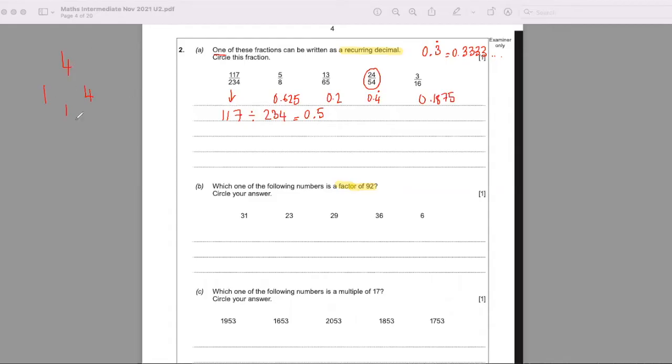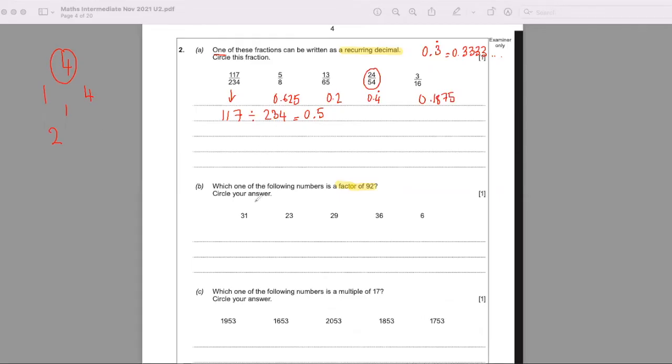Both of them go into 4 wholly. And then 2 as well, because 2 times 2 gives you 4. So 2 is also a factor of 4. Okay, so 4 is divisible by both 1, 4, and 2.